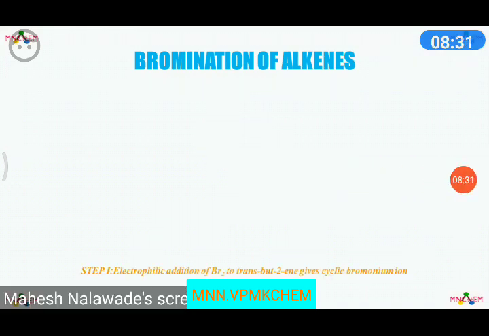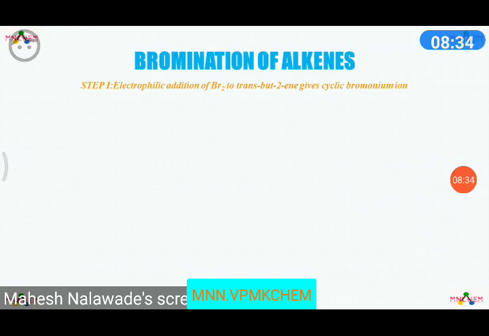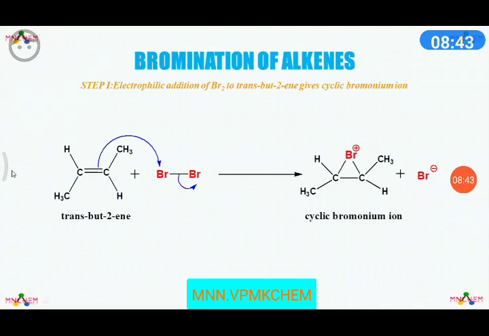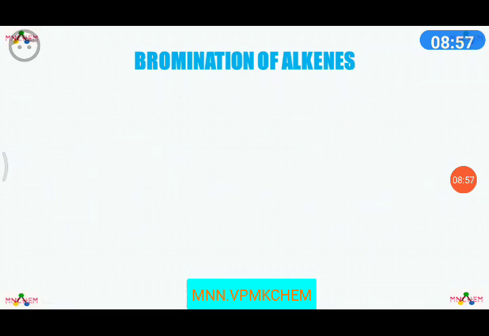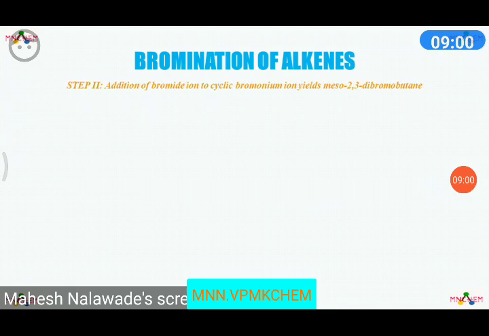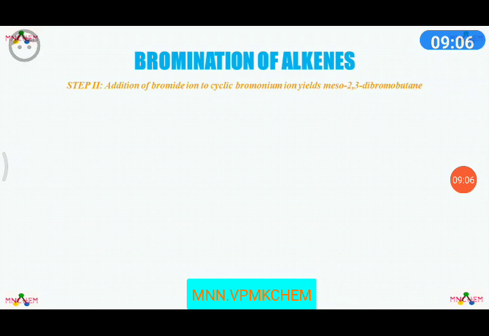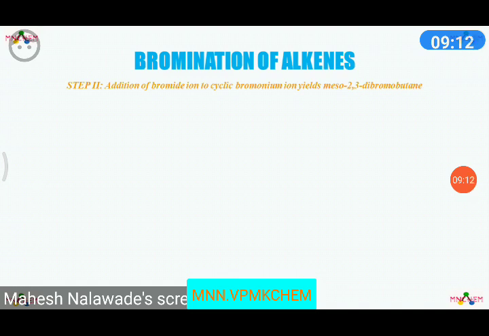In another example, when we have electrophilic addition of bromine to trans-2-butene, in the first step, it gives a cyclic bromonium ion as represented here. Now you all know how the cyclic bromonium ion is formed. The bromide ion will be the byproduct in this reaction. In the second step, the bromide ion adds in an anti manner to the cyclic bromonium ion, which results in the formation of meso 2,3-dibromobutane.